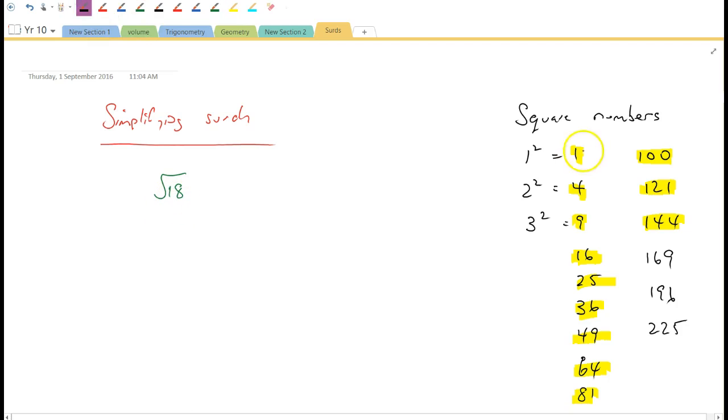Square root of 18, any of these numbers go into 18? 1, 4, 9, oh yeah, 9. So what we do, without taking shortcuts, is say that this is equal to the square root of 9 times the square root of 2, because it is. We can split a surd up like that, it's okay.